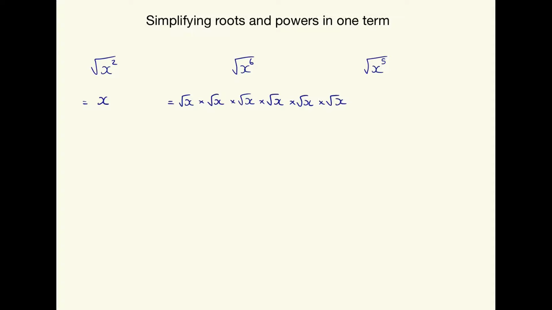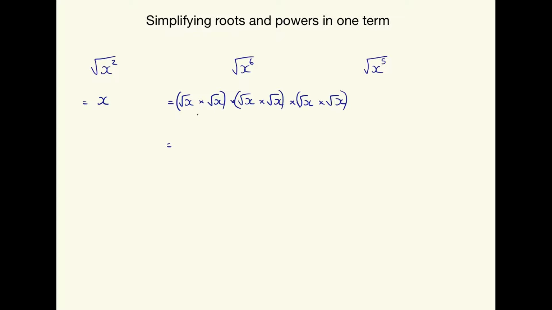Now, what I'm going to go ahead and do is use our knowledge of what happens when you square something and then square root something. I'm going to use that knowledge to my advantage and group these terms here in pairs. So let's go ahead and do that. What I've done is I've grouped 2 root x's together in pairs, basically. So I've got 3 groups of root x times root x.